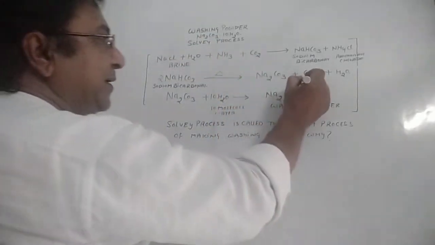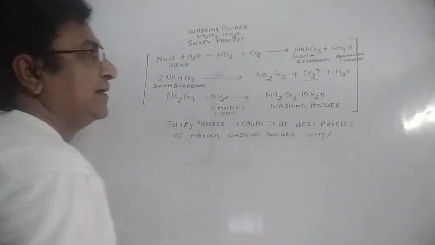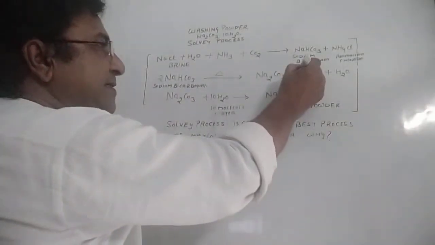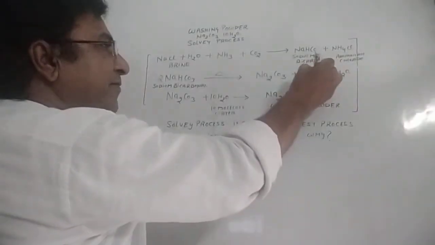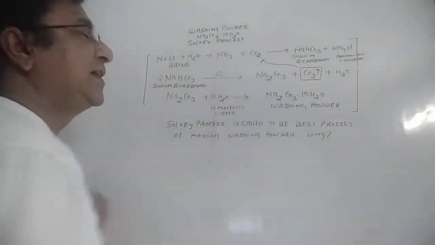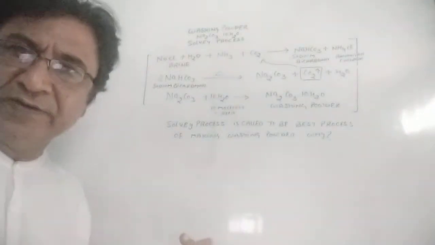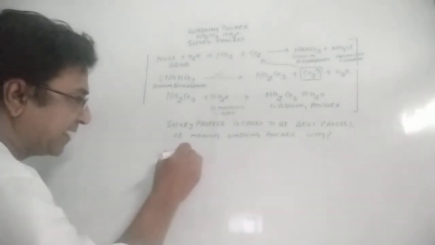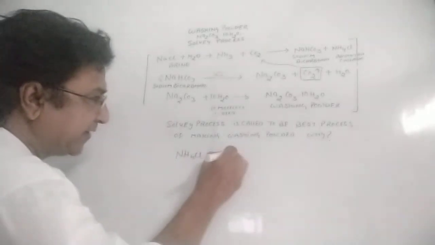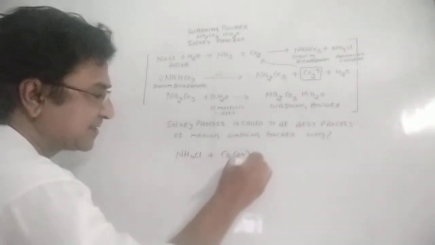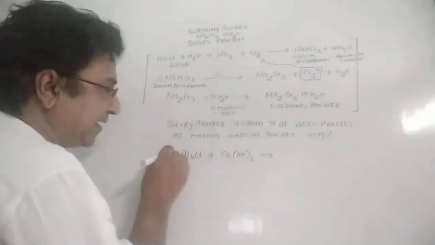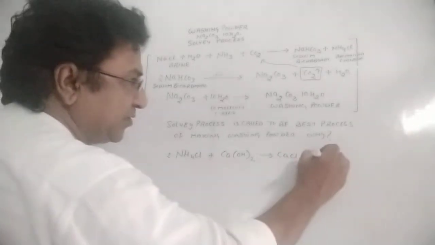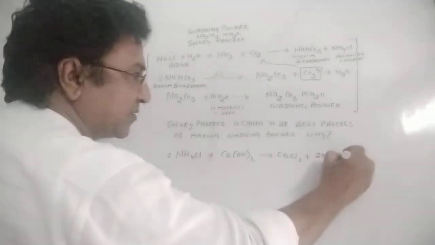See, carbon dioxide is a byproduct of the second equation, and this carbon dioxide can be utilized again for the first reaction. So there is no wastage of the gas also. Secondly, this ammonium chloride which we have prepared, if we react it with calcium hydroxide, slaked lime, what do we get? We get calcium chloride salt plus 2NH3 plus water.